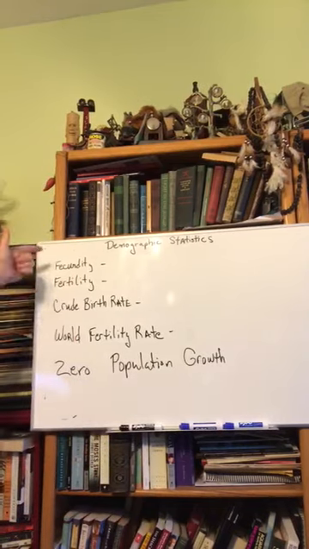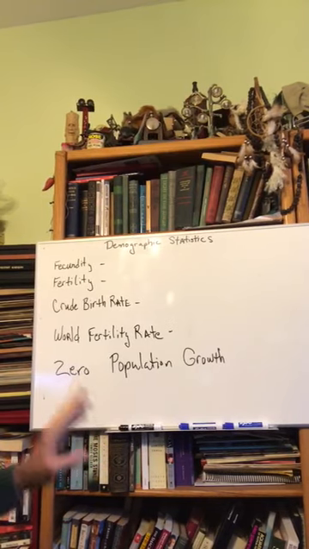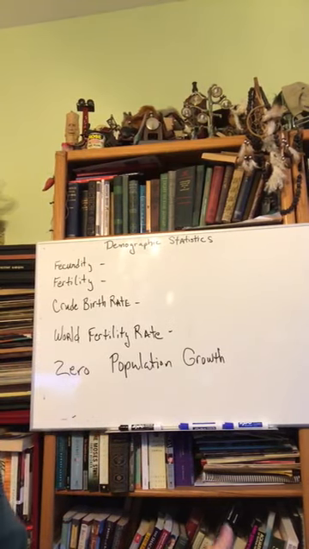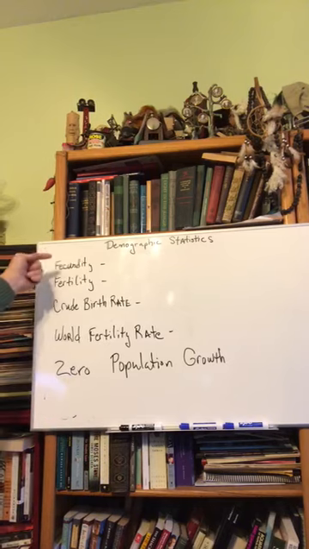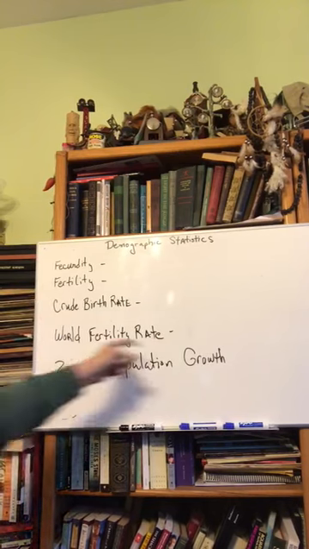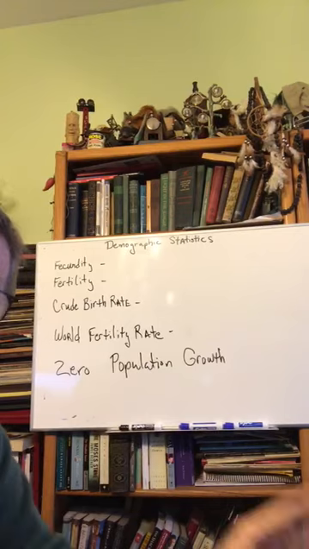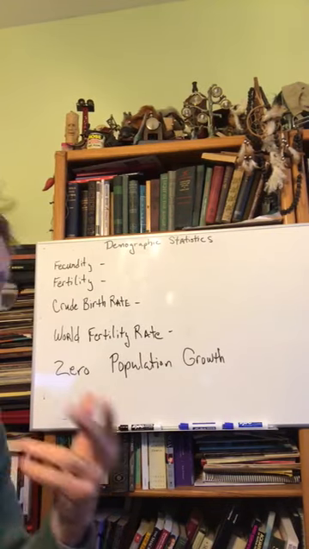So all of these, if you look at the list of demographic statistics I have written up here, they all relate to births. We have something called fecundity, we have fertility, we have crude birth rate, world fertility rate, and zero population growth. Every one of those has to do with birth.